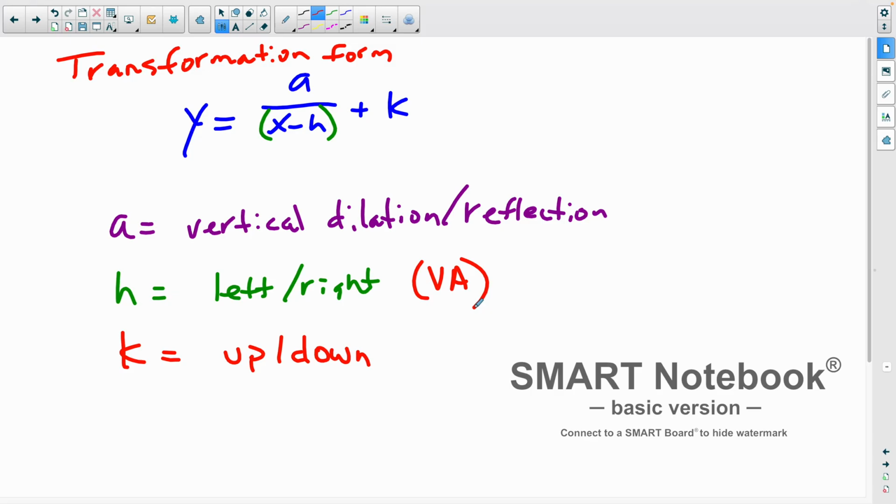Okay? What would your K be? That would be my horizontal asymptote. If I have my horizontal asymptote normally at 0, and I'm moving it up and down, then that's going to move my horizontal asymptote. So the K value gives me my horizontal asymptote. So we're going to do a problem. We're going to graph a couple problems in transformational form.